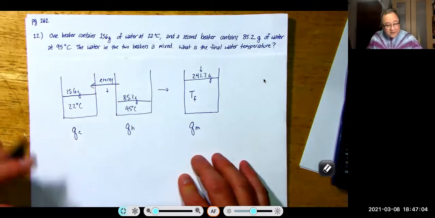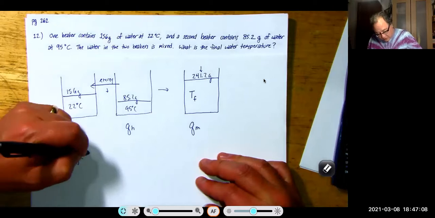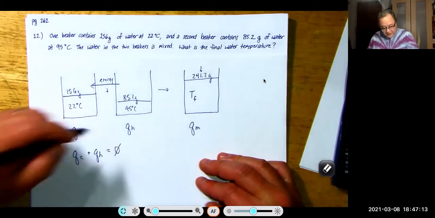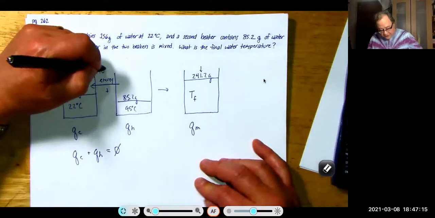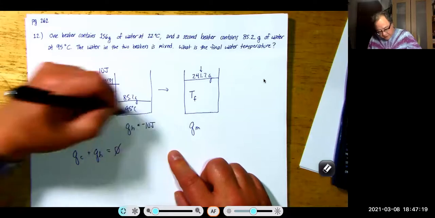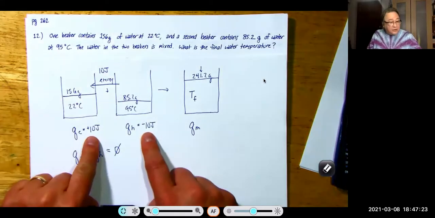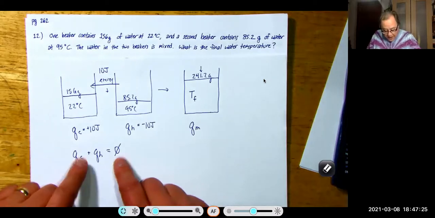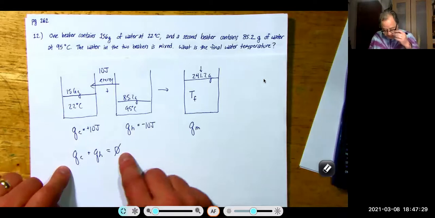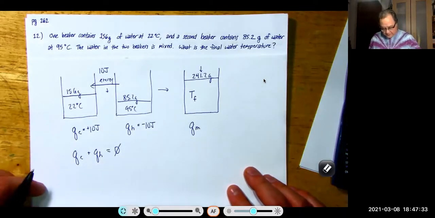So there's something we get to use that looks like this. Q of the cold plus Q of the hot is equal to 0. Because if this is 10 joules, this would be equal to negative 10 joules. This would be equal to positive 10 joules. And we add those two together, we get 0 joules. So if you add all of the heat transfers together, you should get 0. Okay.